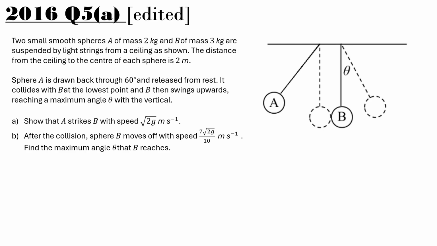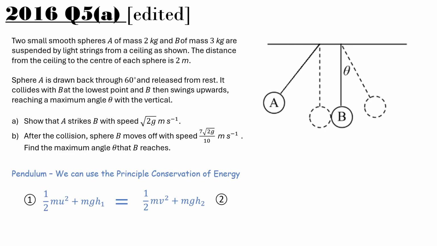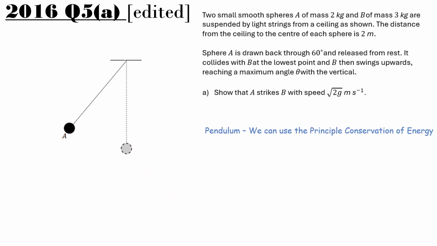So because we're dealing with a pendulum, the swing of both A and B independently can be modeled using the conservation of energy. Okay, so energy is not conserved between A and B, but A conserves energy from its initial position to its final position, in that swing down, and B conserves energy from its first position back up. So we're thinking about conservation of energy individually. So I have taken A out by itself so we can see it, and we want to show that A strikes B with speed root 2g meters per second. So we're going to use that conservation of energy.